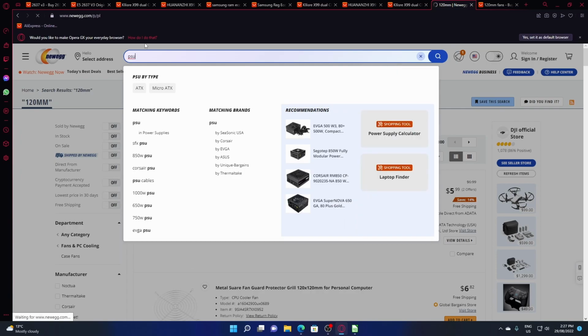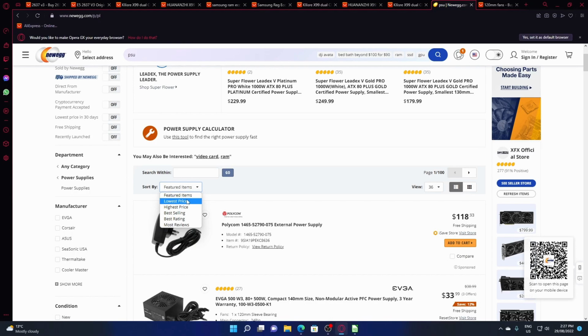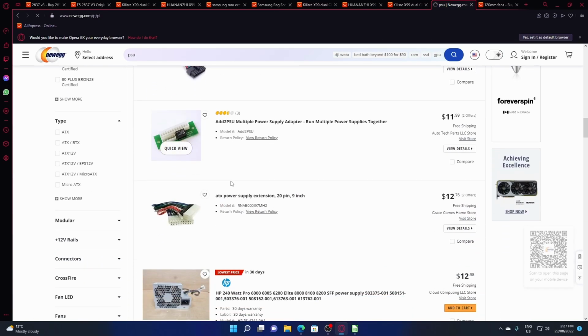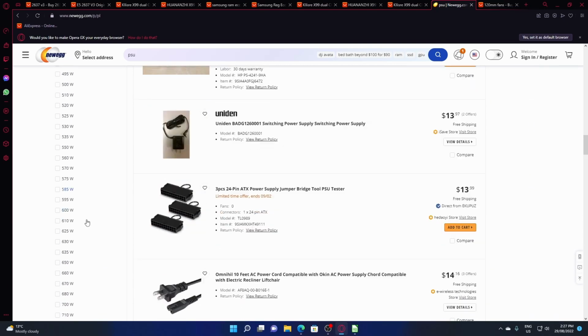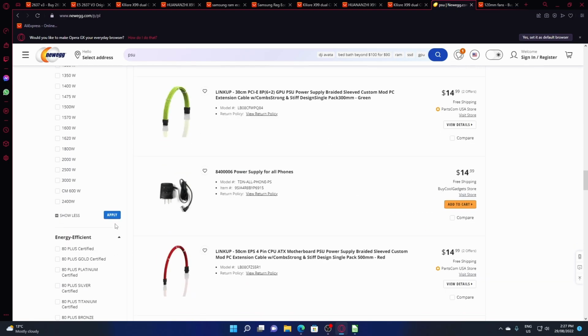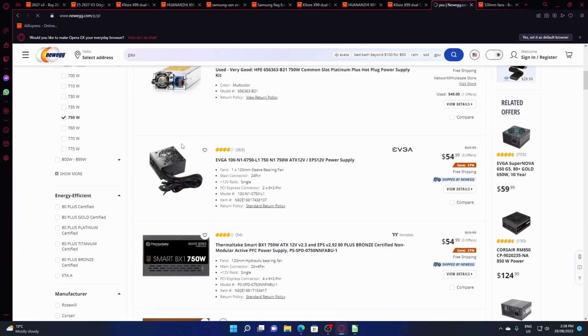PSU. How about PSU? We're going to want to go something a tiny bit... Well, features. Let's go lowest price. Yeah, of course. Okay, not quite exactly what I want. Let's go 750 watt. EVGA. Okay. Damn. I can't tell if it's a good enough power supply or not, but for, well, yeah, $55.